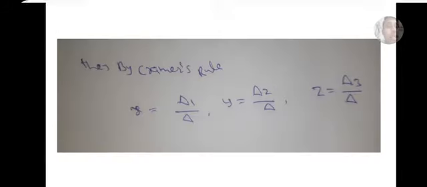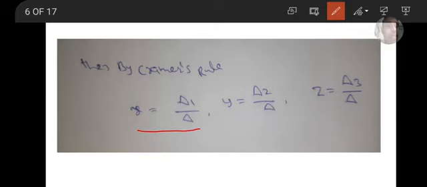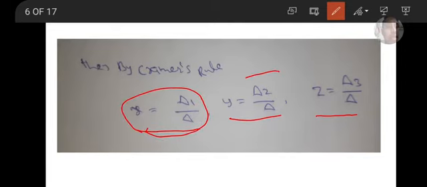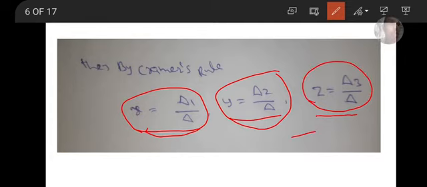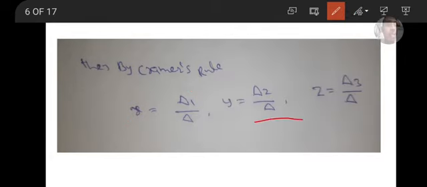Delta, delta 1, delta 2, delta 3. These four values you have to find out. After finding these, by Cramer's rule, we get x equal to delta 1 by delta, y equal to delta 2 by delta, z equal to delta 3 by delta. X value is delta 1 by delta, y value is delta 2 by delta, z value is delta 3 by delta.